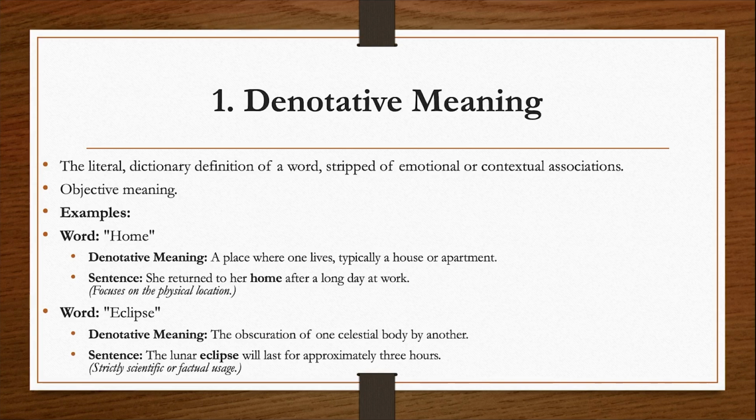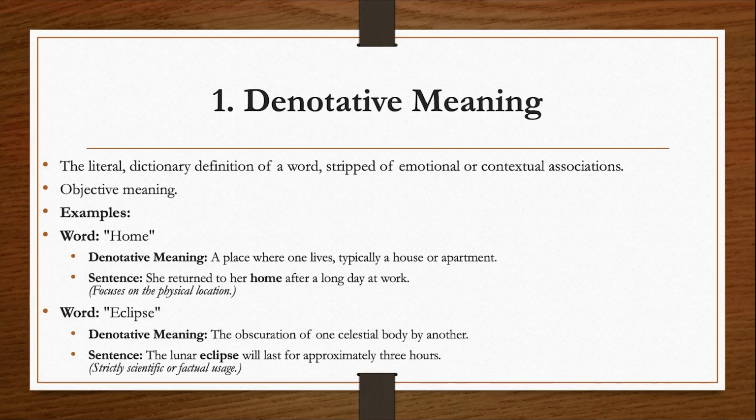For example, home. The denotative meaning: a place where one lives, typically a house or apartment. Now, the sentence, she returned to her home after a long day at work. Now, it refers to home as a physical location, as a place where a person lives. The word eclipse, denotative meaning: the obscuration of one celestial body by another. The lunar eclipse will last for approximately 3 hours. Okay, that is strictly scientific or factual usage. Why am I giving you these two examples of home and eclipse? Because we'll be looking at these words in different contexts as well. So the first is denotative meaning.